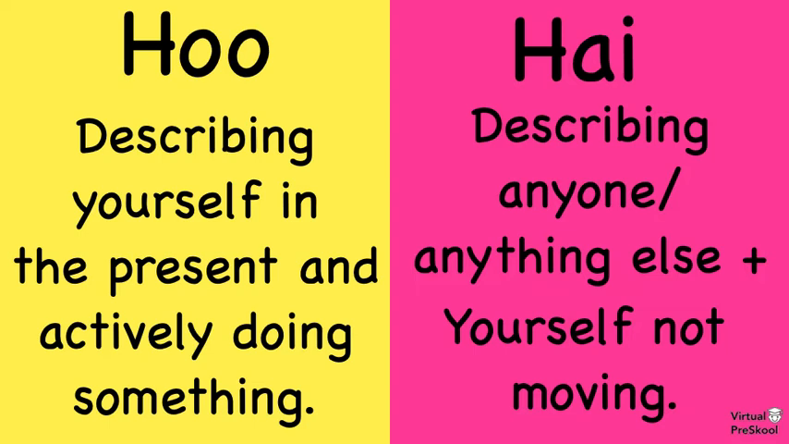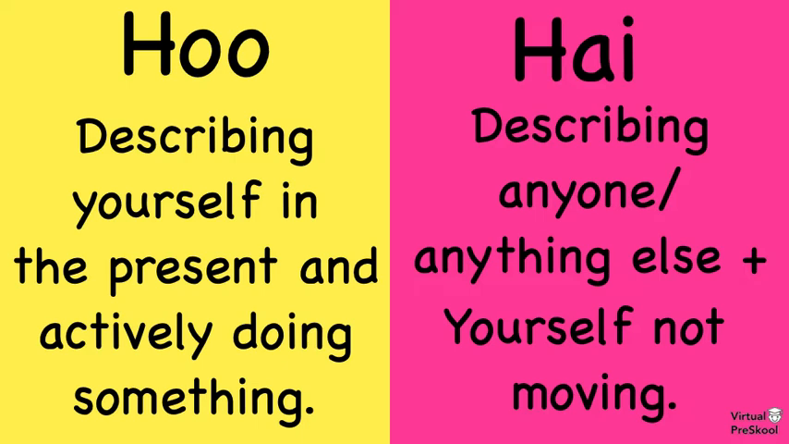In Hindi, the state of being verbs are hoon and hain. When do we use hoon and when do we use hain? Well, use hoon when you're describing yourself in the present while doing something. So for instance, मैं बढ़िया हूँ. I am feeling great.